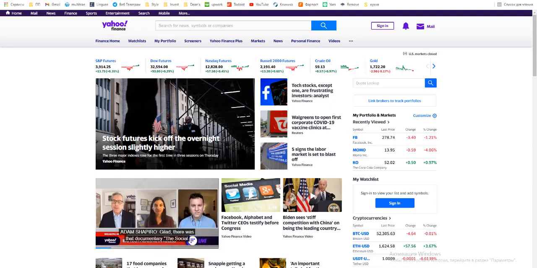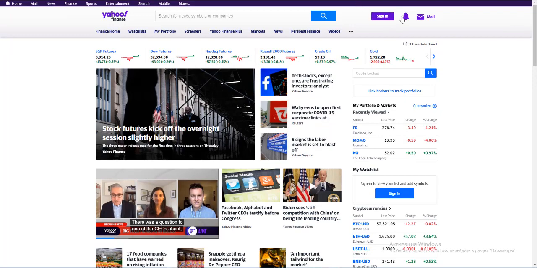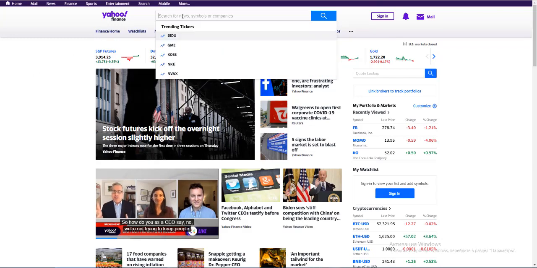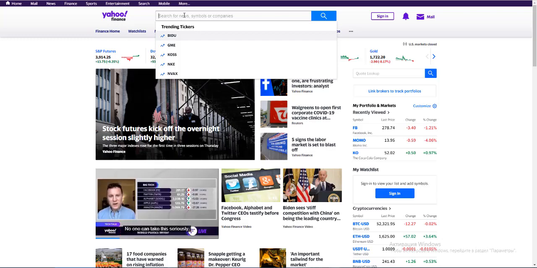Okay, so the first platform we are going to look at is Yahoo Finance. We are on the main page. You can sign in if you want, but to check the financials, you don't have to. In the search line, we are going to enter the ticker of the company. If you don't know what the ticker of the company means, probably you don't even know what you're looking for. So at this step, I guess you should already know what the ticker of the company means.